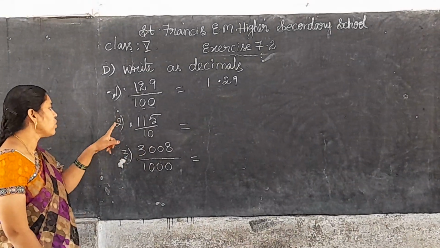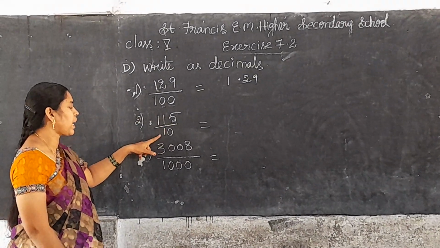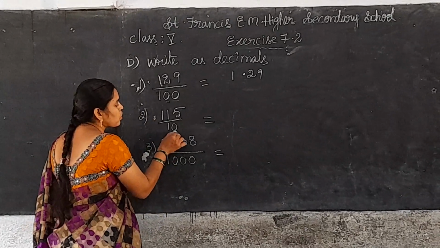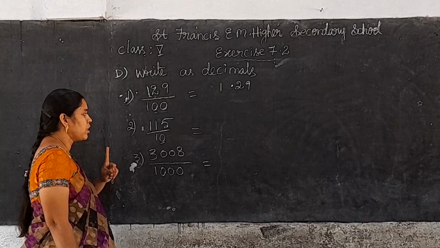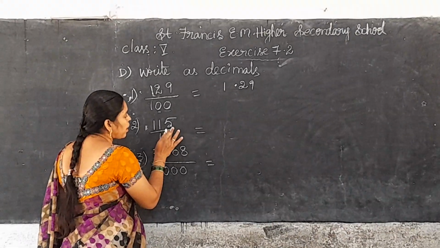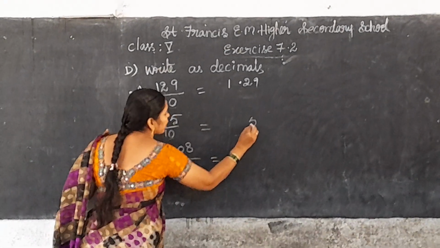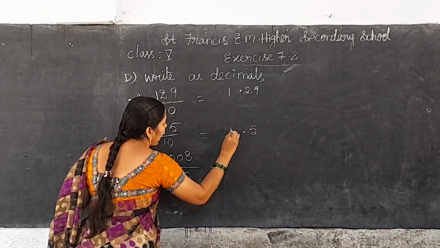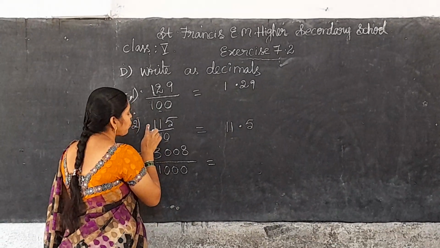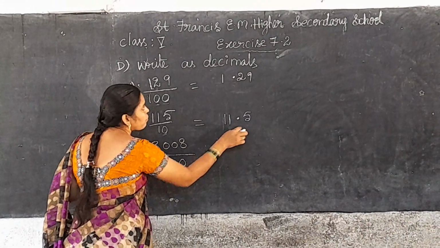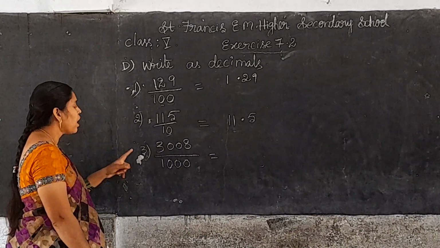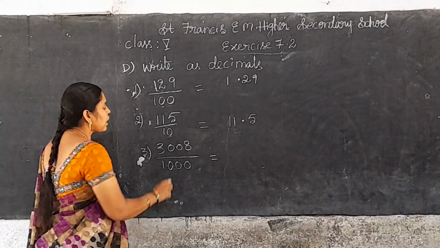Now second one, 115 by 10. See here how many zeros? 1 zero. So the point goes after how many numbers? 1 number. So from the right, after 1 number you should put a point. The remaining numbers you should write as it is. So 115 by 10 is equal to 11.5. Clear, children?